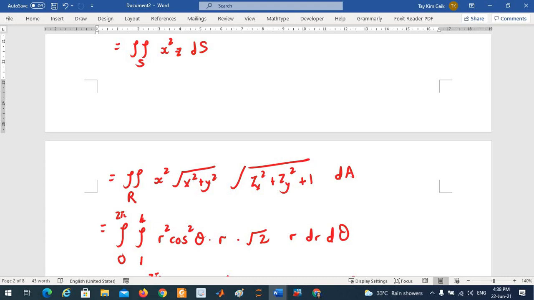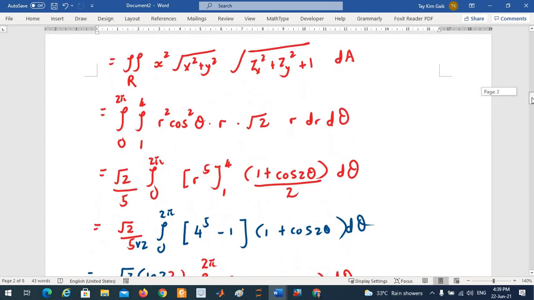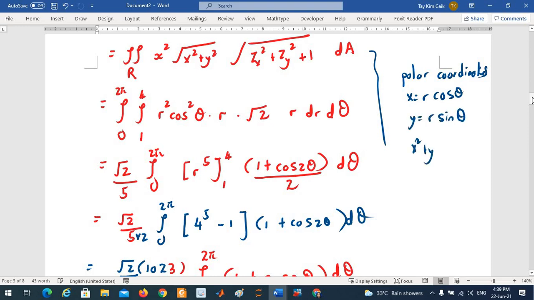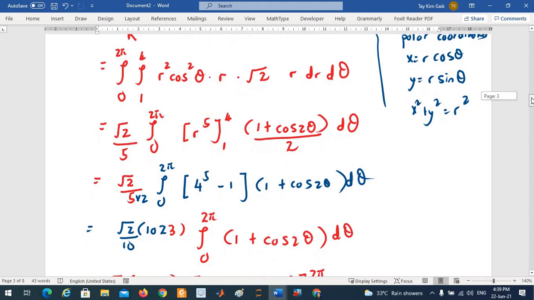Region R is circular, then you use polar coordinates. For polar coordinates, if you have variable x, change it to r cos theta. x squared will be r squared cos squared theta. x squared plus y squared in polar coordinates, x is r cos theta, y is r sin theta, x squared plus y squared equals r squared. Okay, so any questions? For these 2 questions, it is for you to revise the surface integral of a scalar field.